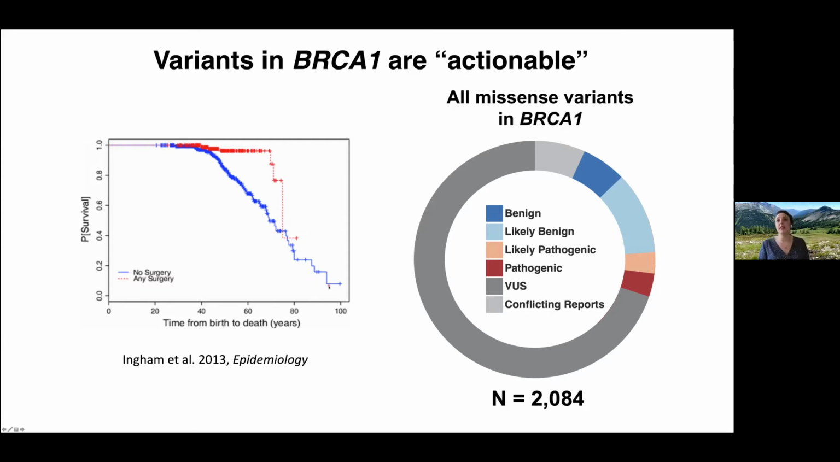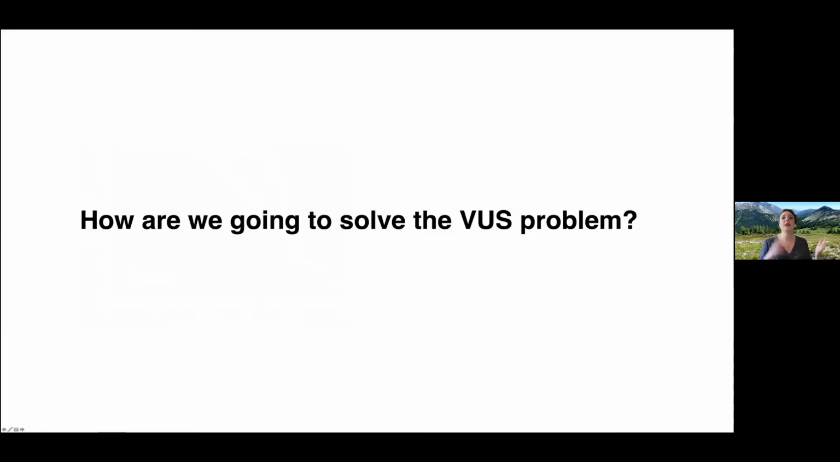And obviously that makes BRCA1 and BRCA2 very well studied genes. And you can see that even in this extraordinarily well studied gene, most of the variants are variants of uncertain significance. So how are we going to solve the variants of uncertain significance problem?